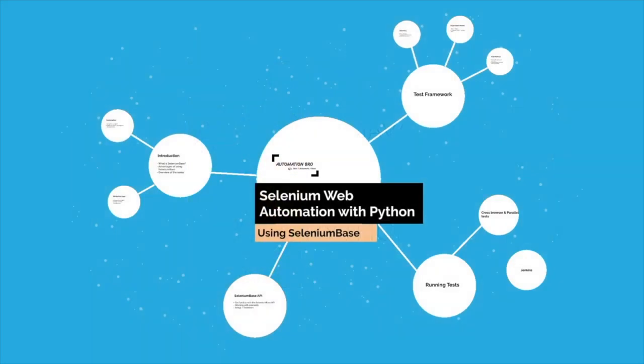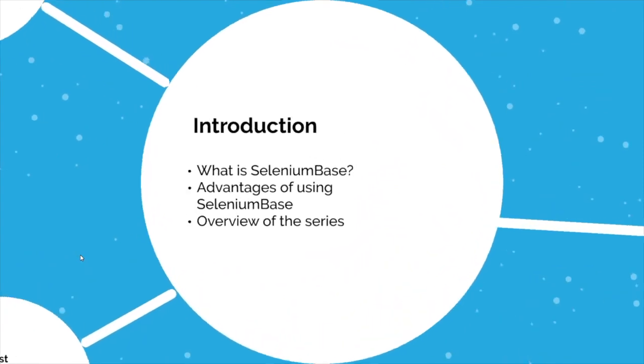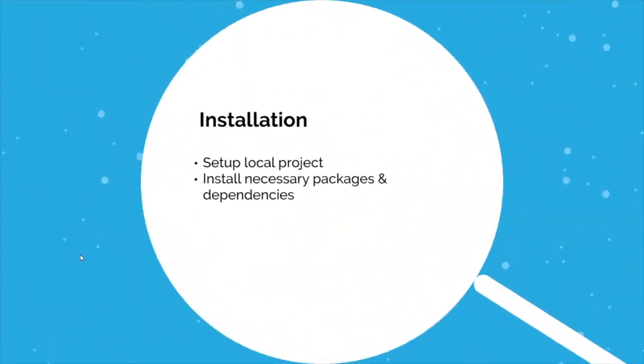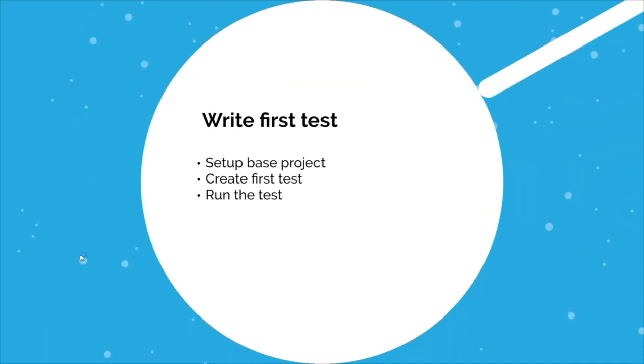So let's talk about what we will be covering in this series. We will start off with the introduction, which is basically this video. Here we will learn about a framework called SeleniumBase, which is a web automation framework built with Python, PyTest, and WebDriver. We will take a look at all the advantages of using SeleniumBase, and we will talk about all of that in detail shortly. After our introduction to SeleniumBase, we will begin installing all the packages and dependencies required to get SeleniumBase working with our local project. And then we will begin to write our first test using SeleniumBase and Python.